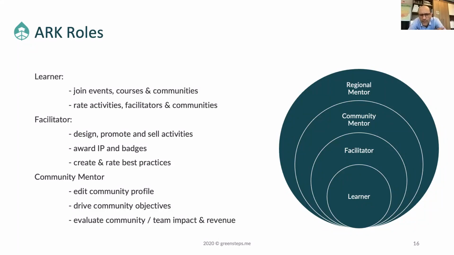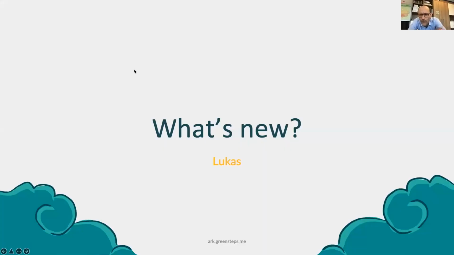The community mentor can, on top of all that, also edit the community profile, drive community objectives, and evaluate community or team impact and revenue. So the impact here is this purpose economy concept that I introduced. Revenue is the profit economy concept that I showed you. And Lucas is going to share with you now the new functionality, Mentor Analytics, for the community mentor.